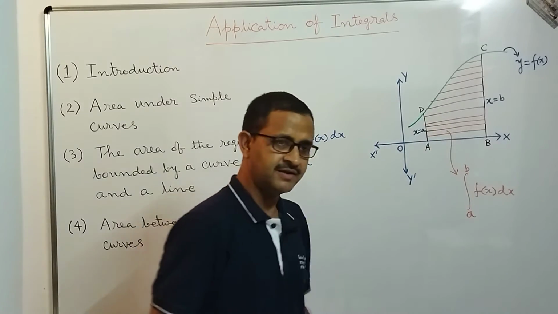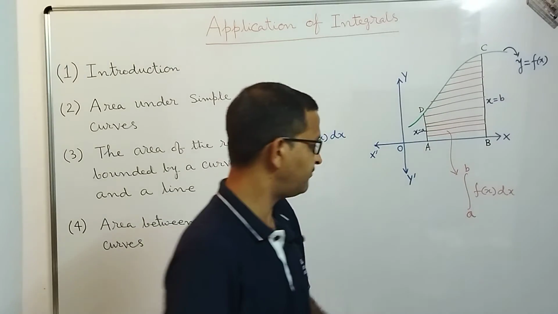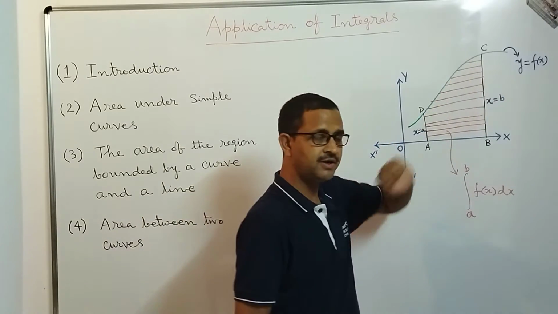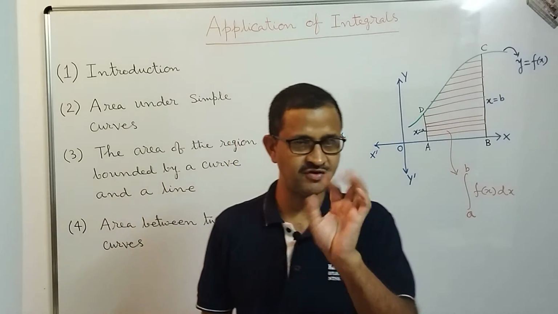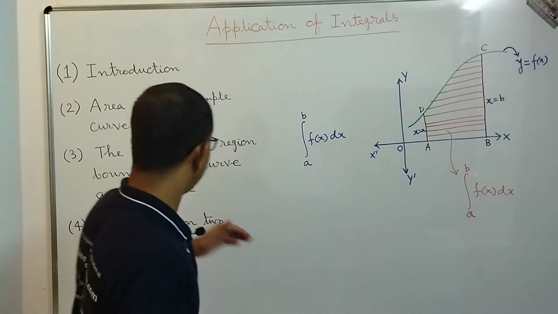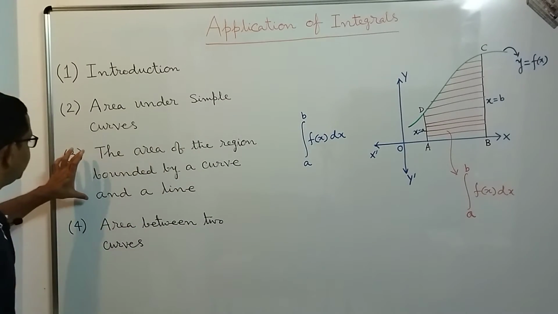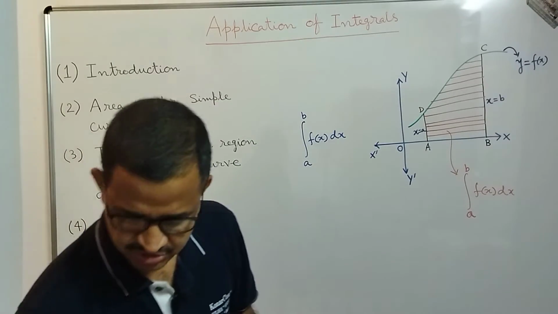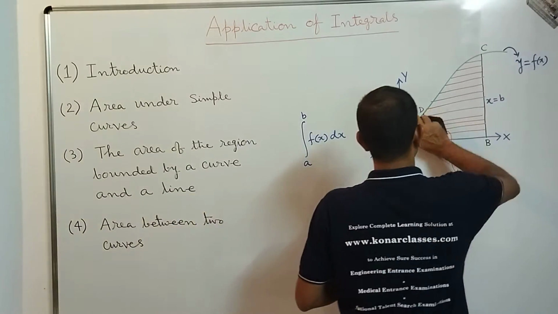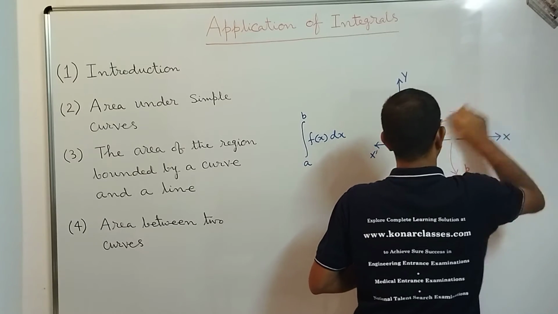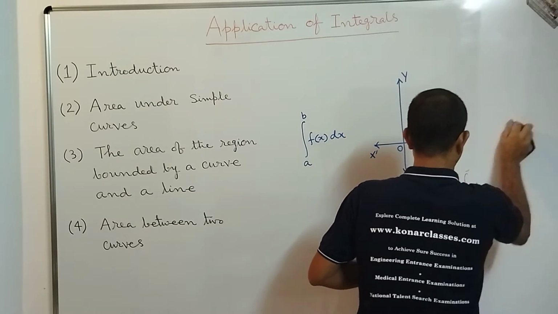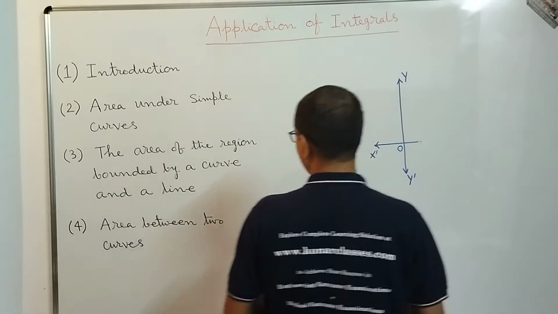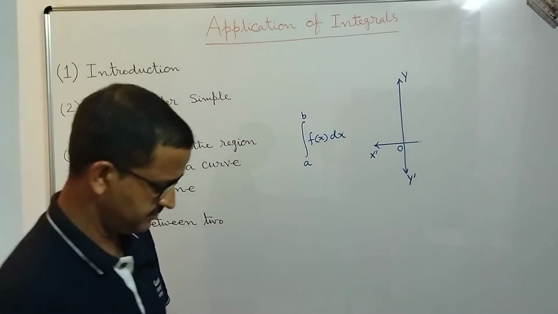So we see that with the help of the value of a definite integral, we are able to find the area bounded by a curve. So that is the first one we will learn. The second thing we learn is the area of the region bounded by a curve and a line. What does it mean? The area bounded by a curve and a line.